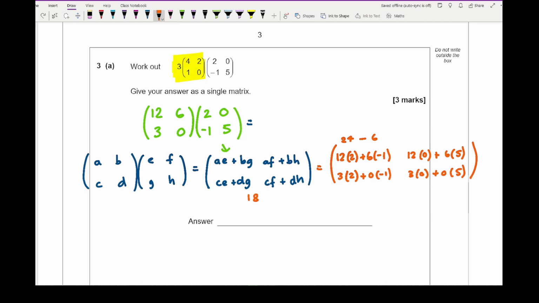Then I've got 12 times 0 plus, so that's 0, plus 30. That's going to give me 30. 3 times 2 is 6, plus 0 times minus 1 is 0, so that's going to be 6. And 3 times 0, which is 0, plus 0 times 5, which is 0, giving me a final matrix of 18, 30, 6, 0.